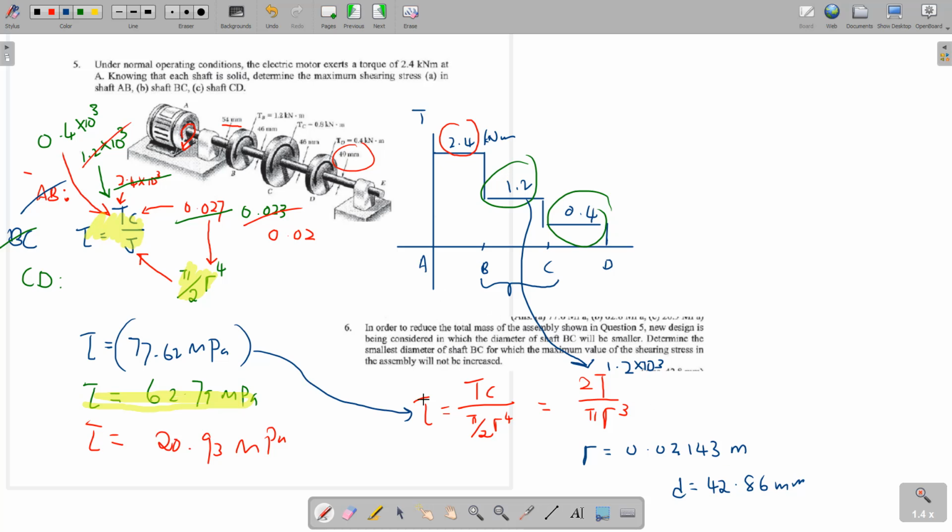It is smaller than the previous diameter of 46, but that is what we want to achieve, and it is limited to this. This is the smallest you can apply, so that the stress for the whole assembly will not be exceeding this value. It will not increase. That's question number 6.